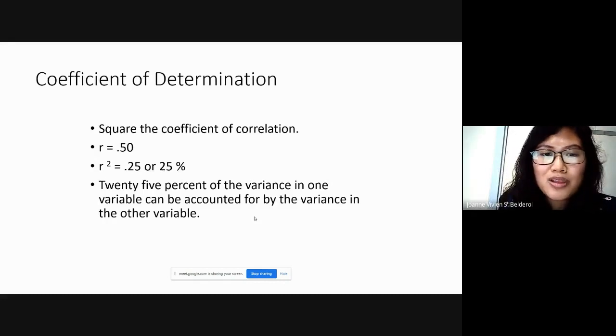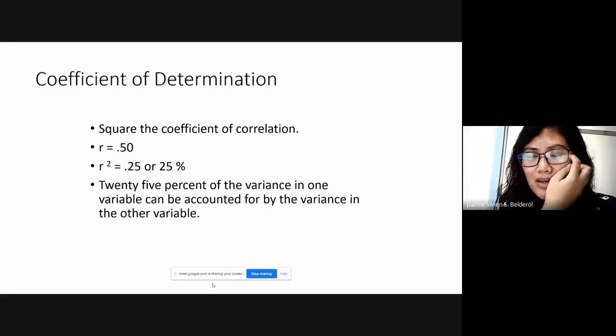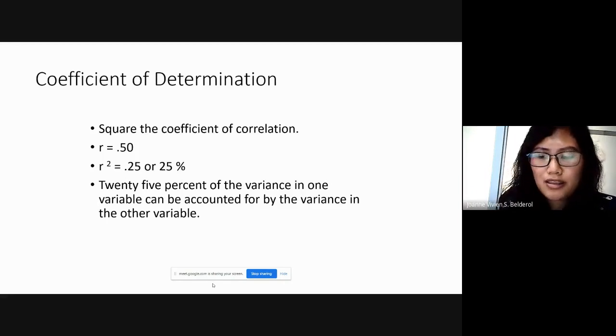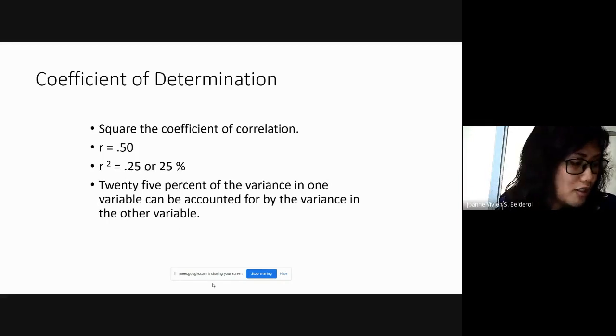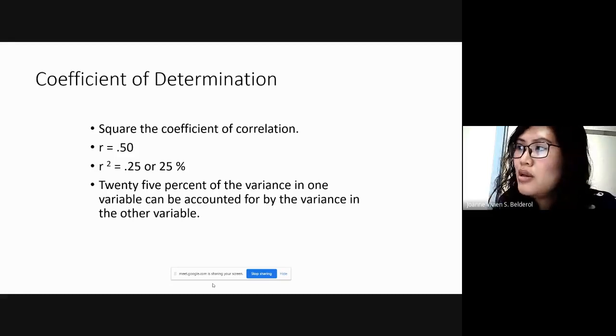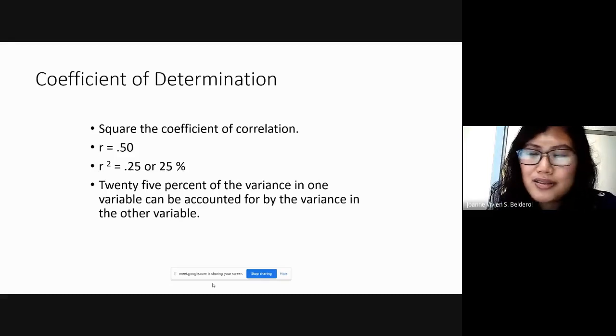Okay, follow? You just subtract. So 25% explains the relationship between the two variables, and the rest, the 75%, is explained by other variables. So, follow? So far, that is the coefficient of determination. Questions at this point?